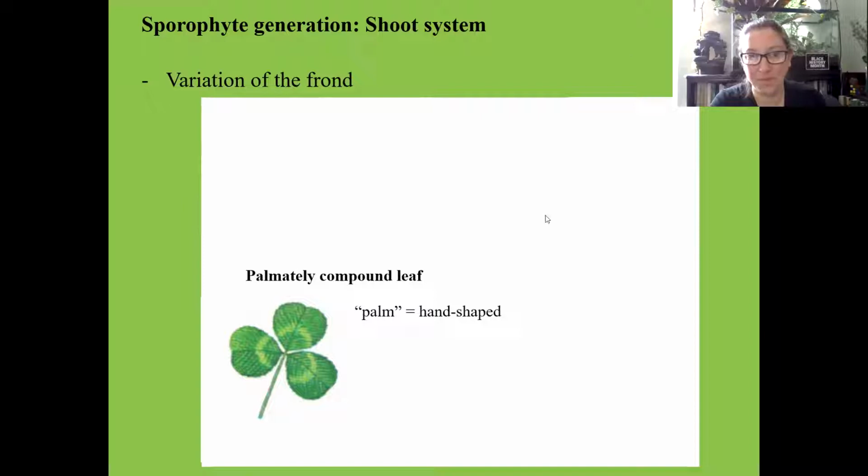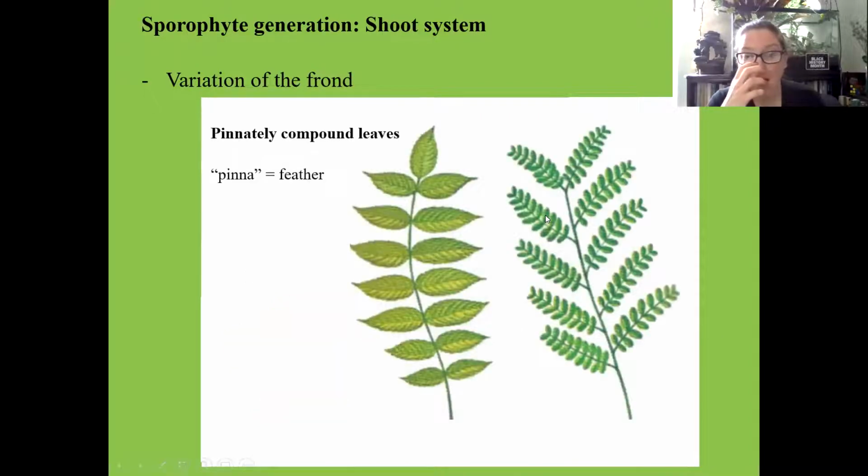Palmately compound, that's one type. But the more common compound shape is something called pinnately compound. Pinna means feather, and I think this is aptly named, right? These look like feathers. To me, they look like feathers. So you can have pinnately compound leaves.